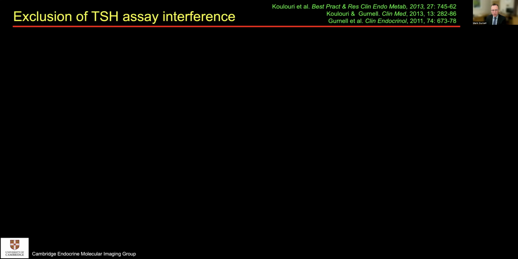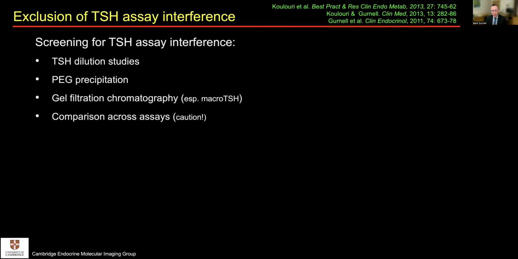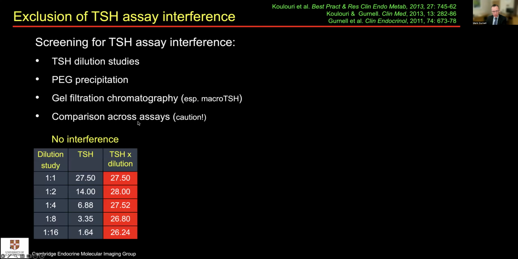How do we exclude assay interference? The key message is to talk to your laboratory, and they can perform a whole number of different studies: TSH dilution studies, PEG precipitation to remove interfering immunoglobulins, or gel filtration chromatography. I did actually show you how comparison across assays can be helpful, but I would urge caution here, because this is not always a reliable way. You can have assay interference across multiple assays.